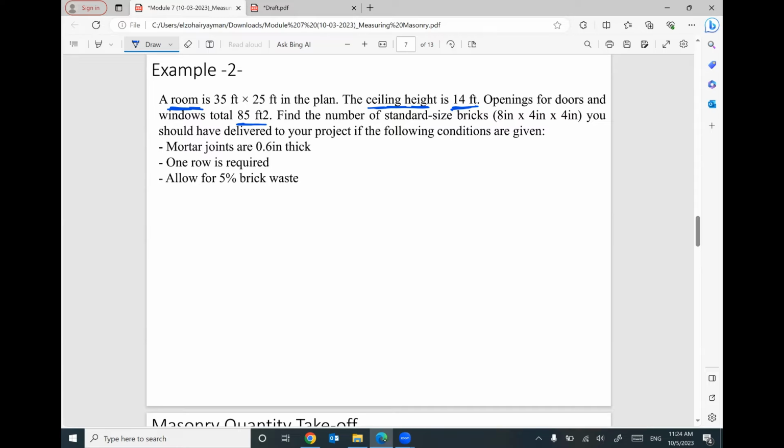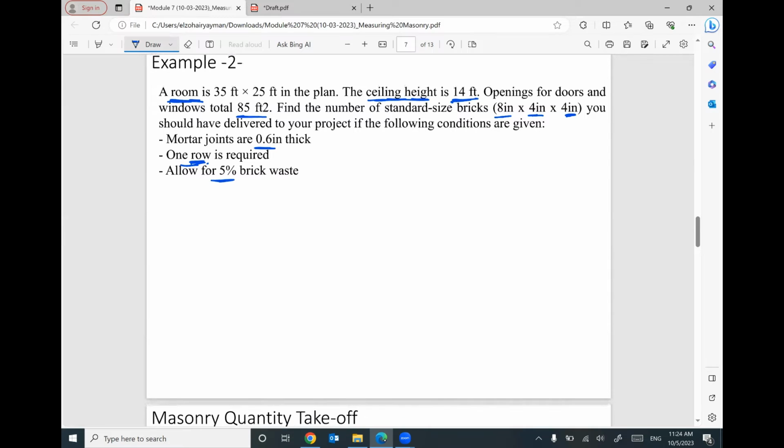Find the number of standard size bricks. We have bricks 8-inch length, 4-inch height, 4-inch width. You should have delivered to your project to construct this room. And we are given the mortar joint equal 0.6 inch, and we have 1 row, and the extra waste is 5%. First of all, we have 5 steps.